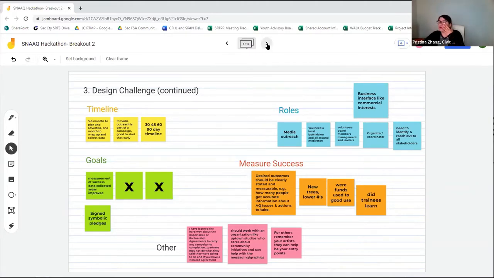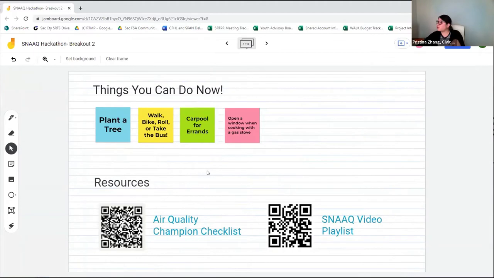After that, we shared some resources and things that people can do now, because I feel like after we end this event, there's going to be a lot of momentum about what we can do to take power back and be in control of our more local air quality. So we shared some resources on long-term actions and things that we can do today.